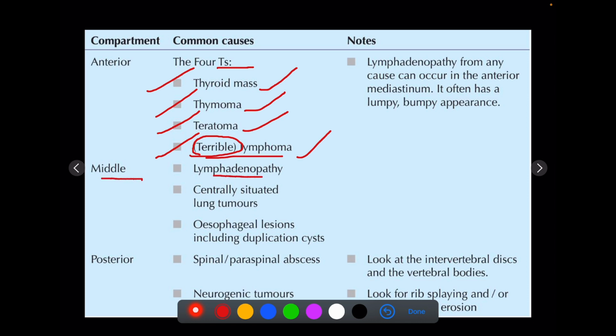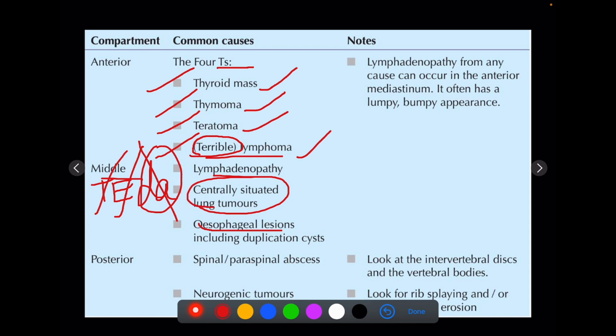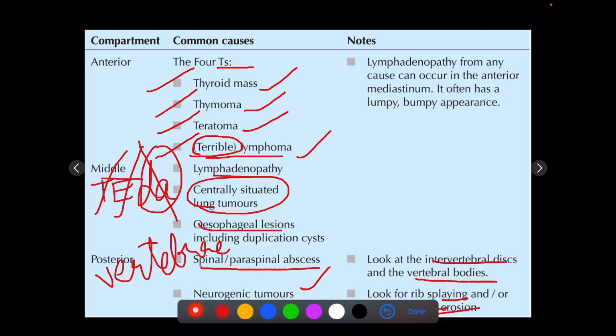Middle, lymphadenopathy. So middle, what does it have? Middle has trachea, esophagus and descending aorta. Tracheal anomalies, esophageal anomalies. So esophageal lesions and tracheal tumors, and posteriorly we have vertebra. So vertebra, any abscess or spinal lesions arising from this. So here rib and vertebral body erosions as well as intervertebral disc and vertebral body lesions.